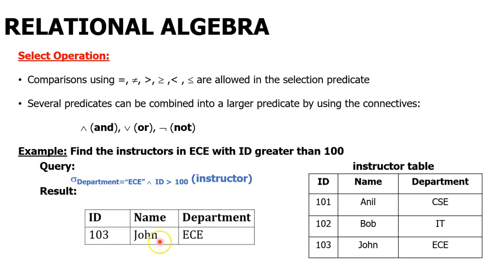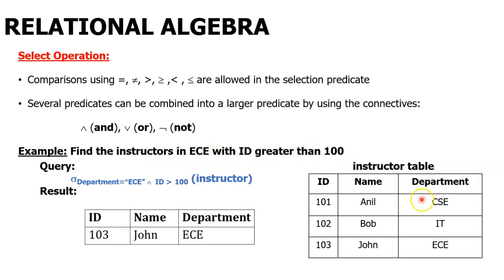Likewise, here I can process that also. So for that, find the instructor in easy with ID greater than 100. For the same, I am taking the instructor table. Here the ID should be greater than 100, and also the instructor should belong to CSE department.